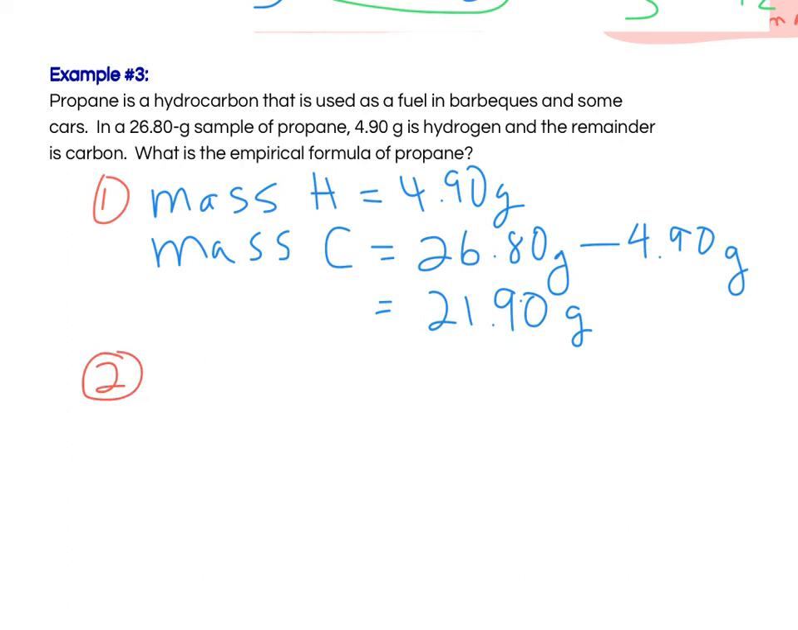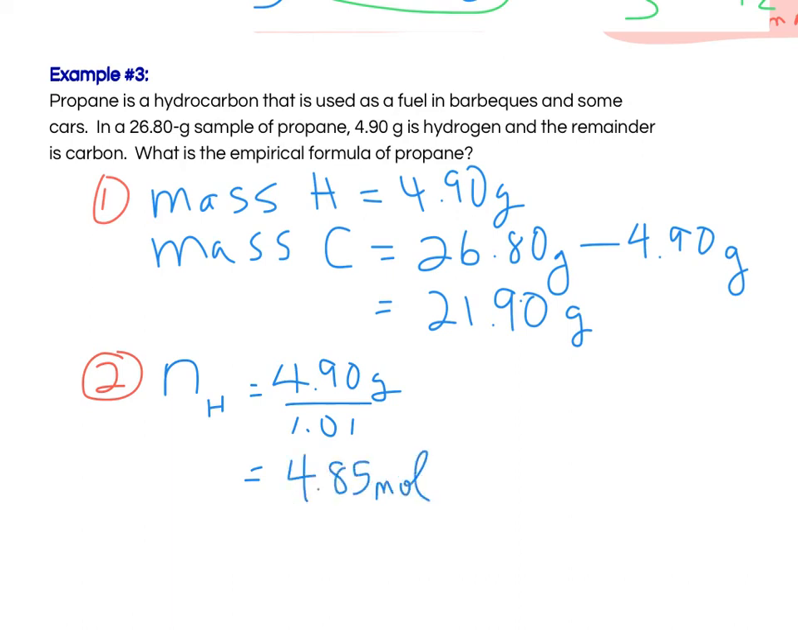The next thing I need to do is convert each of those mass values into mole values. So the number of moles of hydrogen is going to be equal to 4.90 grams divided by 1.01, which gives me 4.85 moles. Then I'm going to do the same thing with my carbon. So the number of moles of carbon is going to be equal to the 21.90 grams of it that I have, divided by the molar mass of carbon, which is 12.01 grams per mole.